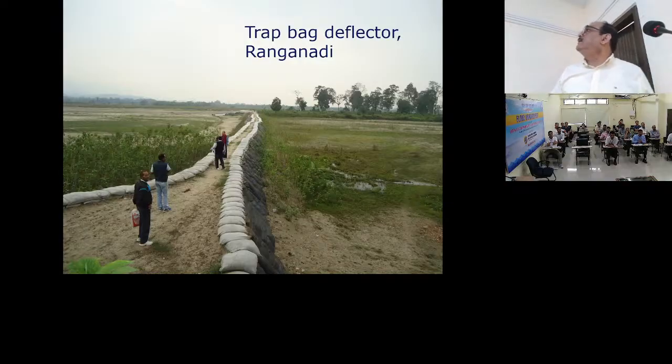This is another trap bag deflector. Here the whole thing is a bag. You see that black portion you have seen, that whole thing is a bag. It is filled with sand. And then above that we have that 126 bag at the ends of both sides. Now this is a very important useful method to construct embankment also.